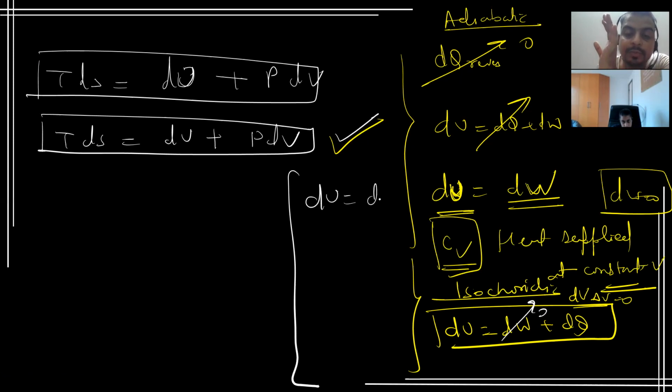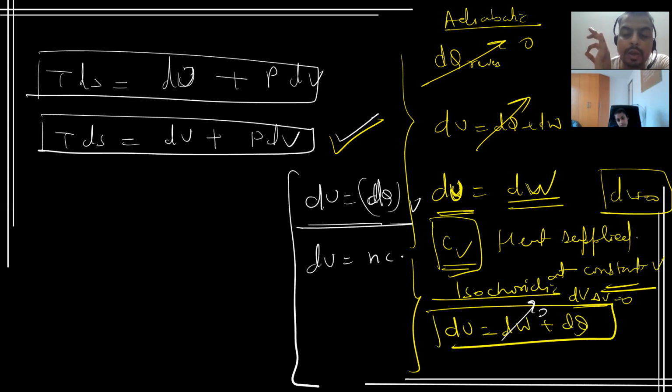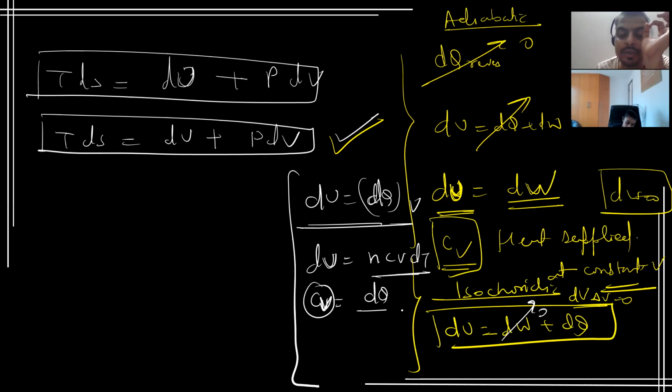So from here it comes: heat supplied at constant volume is CV, and that is equal to dU. So dU equals nCV dT. The formula for dU is nCV dT, because this CV is the heat supplied at constant volume. It is nothing but the heat change upon change in temperature, dq by dT. CV is the ratio of dq by dT.